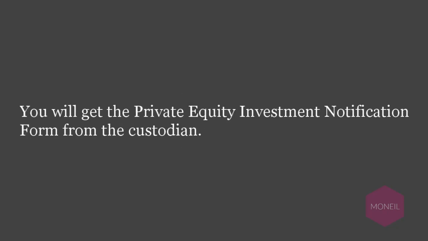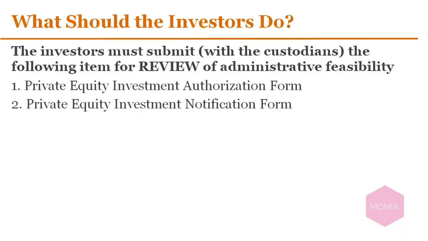So the private equity investment notification form is something you have to get from the custodial entity. They provide that, and then we fill it out completely, sign, and then send it to the investor, or we can send it directly to the custodial entity. Along with that, we also have to provide the third-party documents.